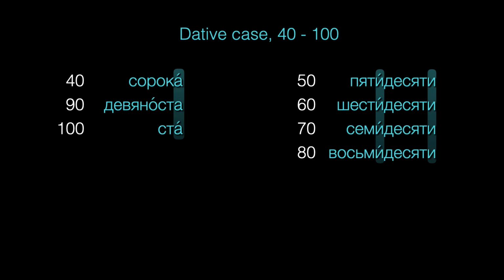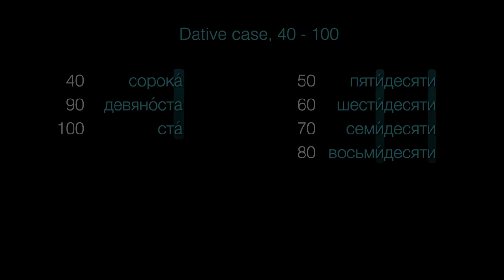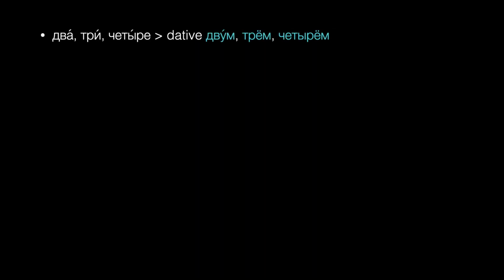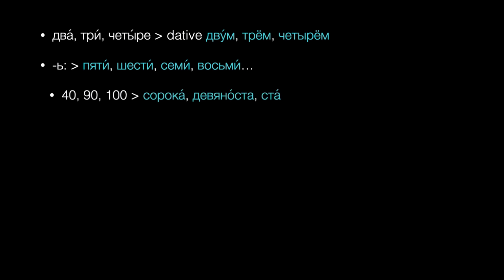Now, even native speakers sometimes avoid declining really large numbers, but it is good to be familiar with these forms since you'll hear them sometimes on the radio, in weather reports, and so on. Summing up, the numbers 2, 3, 4 have dative case forms двум, трём, четырём. Numbers that end in a soft sign have the dative case ending e, пяти, шести, семи, восьми, and so on. Take special care with the tens of 40 through 100, 40, 90, 100, 50, 60, and so on.